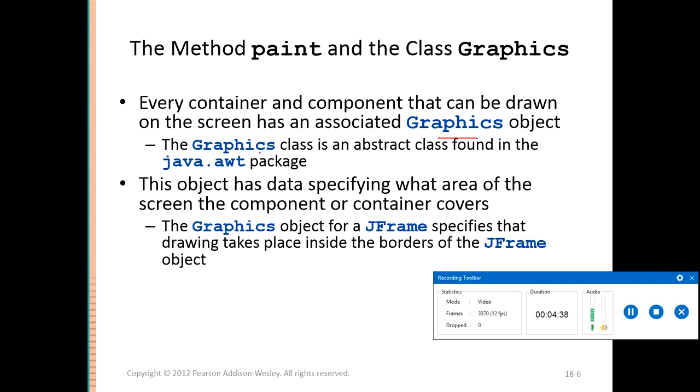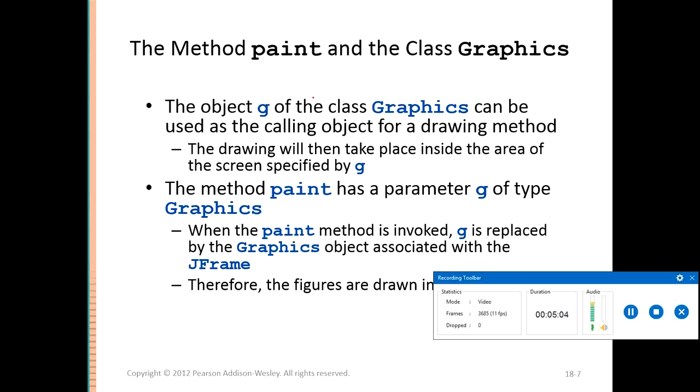The Graphics class is an abstract class found in the AWT package. It makes it possible for the Java programmer to draw simple geometric shapes, print text, and position images within the borders of a component such as a frame or panel. The object has data specifying what area of the screen the component or container covers. Normally we use JFrame. In the paint method of the Graphics class, the object g of the class Graphics can be used as the calling object for drawing methods, and drawing will then take place inside the area.